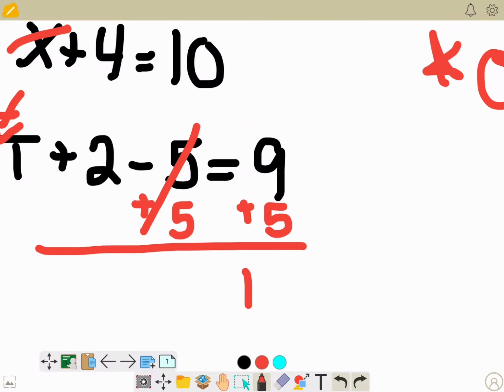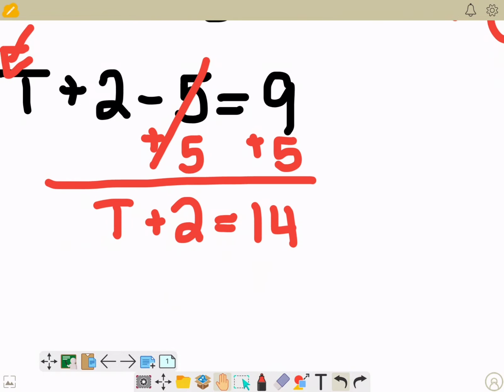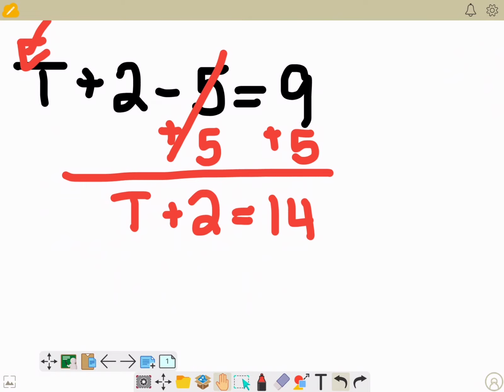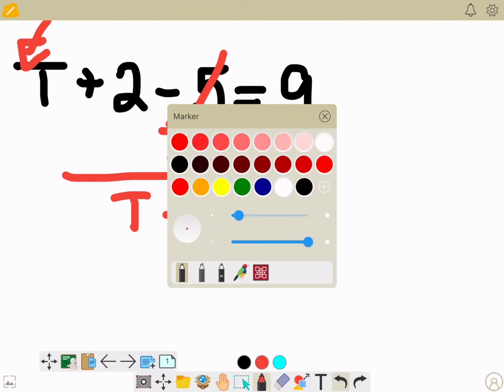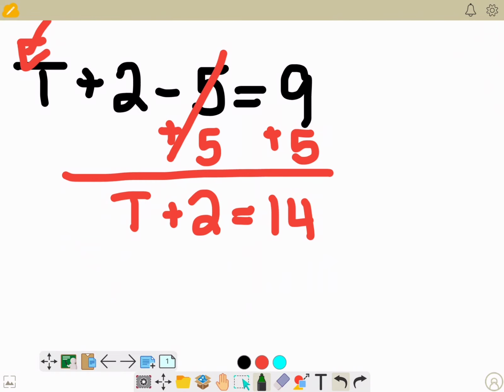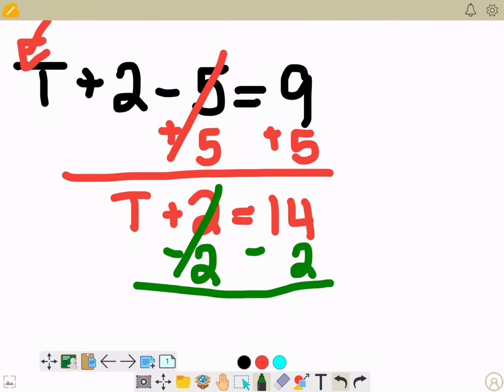And what is 9 plus 5? That's 14. And you write down everything you didn't use. I didn't use the t, I didn't use the plus 2 and the equal. So now instead of a minus sign, I have a plus sign. So to get that by itself, I have to do the opposite. So to get away that 2, I have to minus 2. Plus 2 minus 2 equals 0. And 14 minus 2 equals 12. So that gives me the answer of t equals 12.